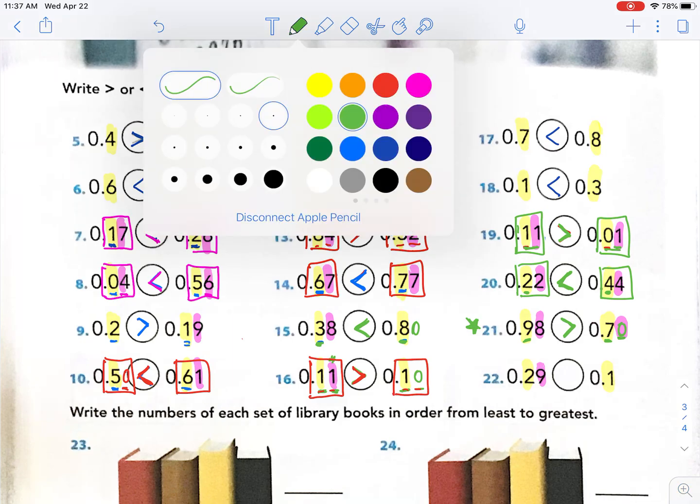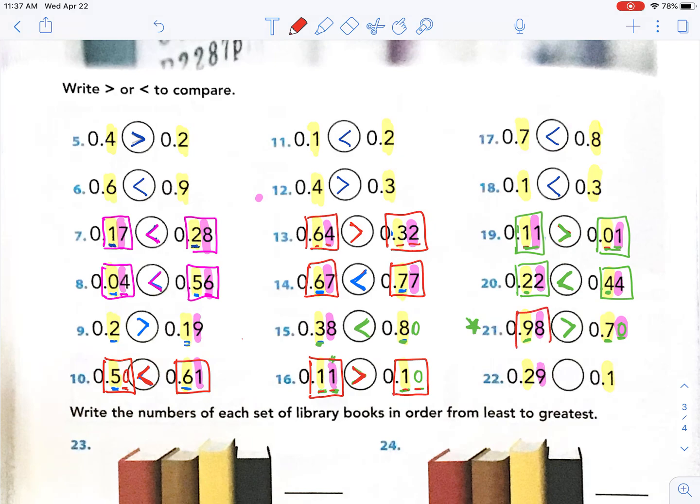Or if I wanted to look at hundredths, I could look at hundredths, right? And I filled in that 0. What's more, 98 hundredths or 70 hundredths? 98 hundredths. Excellent.